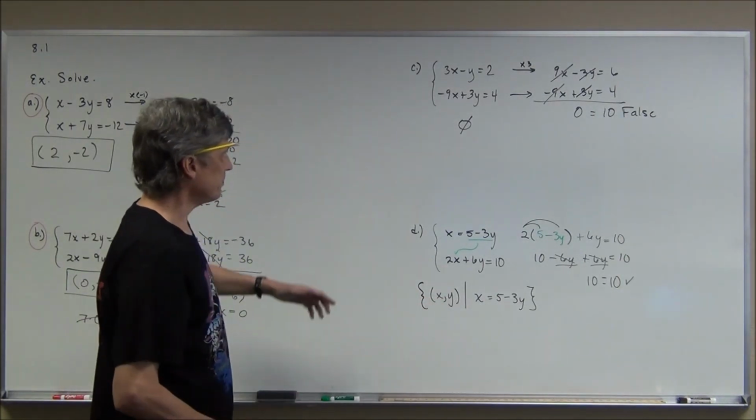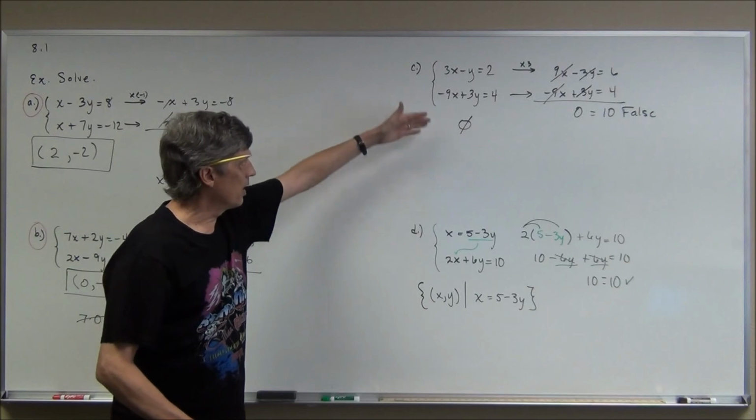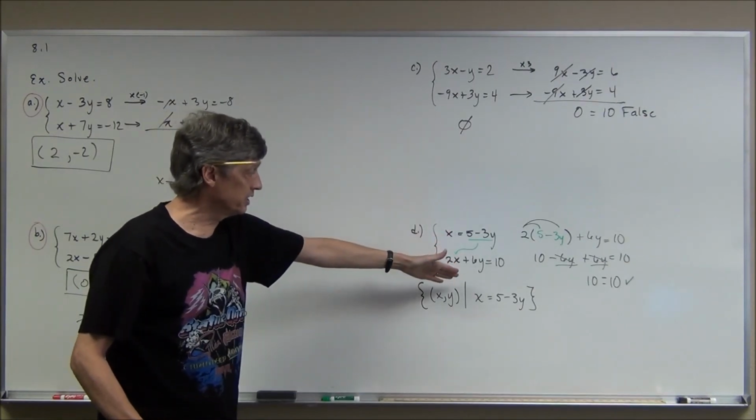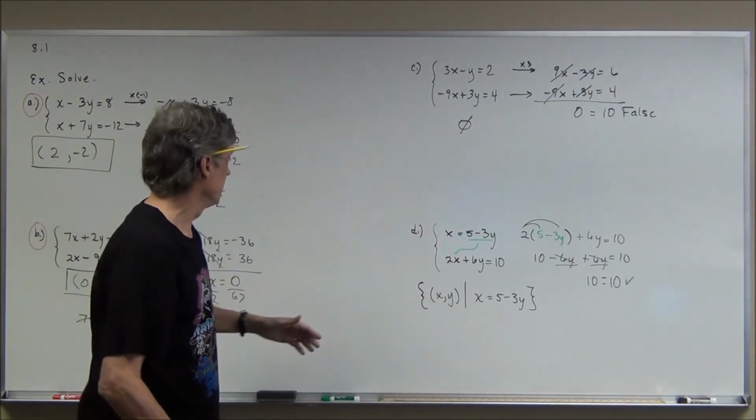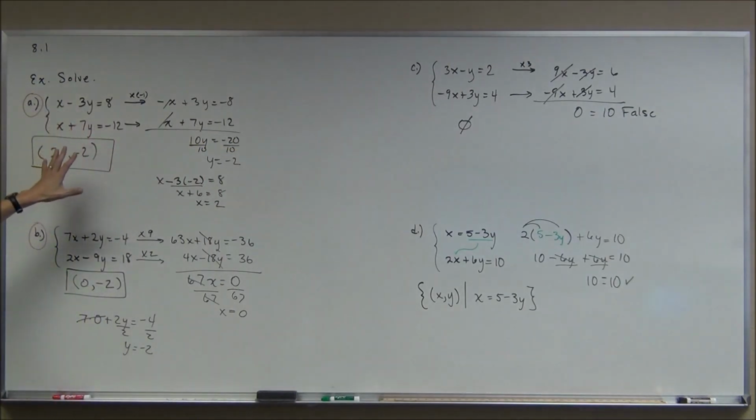So now that we've seen examples of the inconsistent system and the consistent dependent system, and lots of examples of the consistent independent, we're ready to apply this to some story prompts.